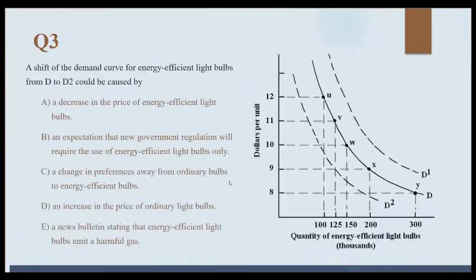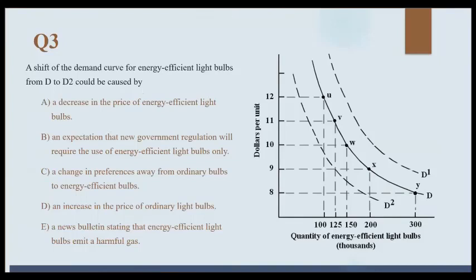Okay, third question. Don't get too worried about it. It's a very busy diagram, but it's not so hard, and I think you only use a part of it. We're told that a shift of the demand curve for energy efficient light bulbs, which is what this demand curve is drawn for, from D to D2, could be caused by which of the following?